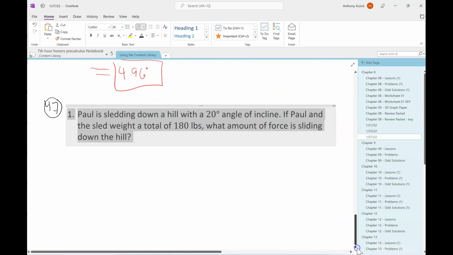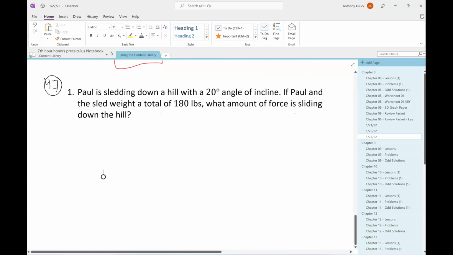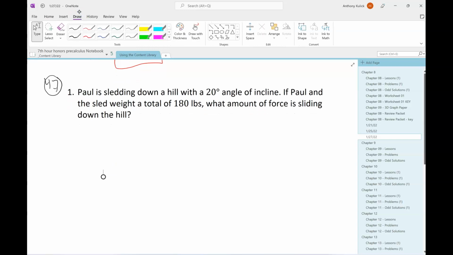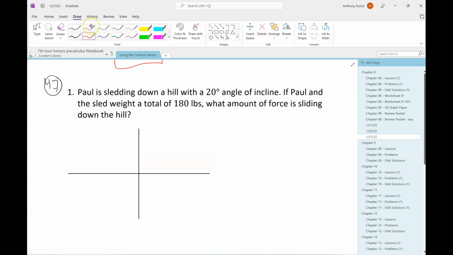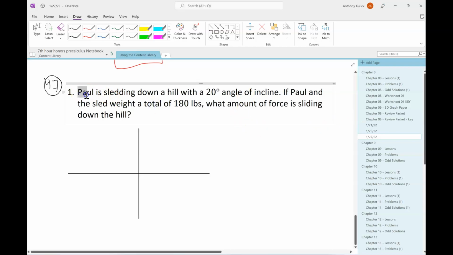All right. Paul is sledding downhill with a 20-degree angle of incline. If Paul and the sled weigh 180 pounds, what's the force sliding down the hill? I think this is the wrong problem. It's like the one where the crate of negligible weight is being pulled up at an angle of 30. I see. Yep, I just grabbed 46. My apologies.